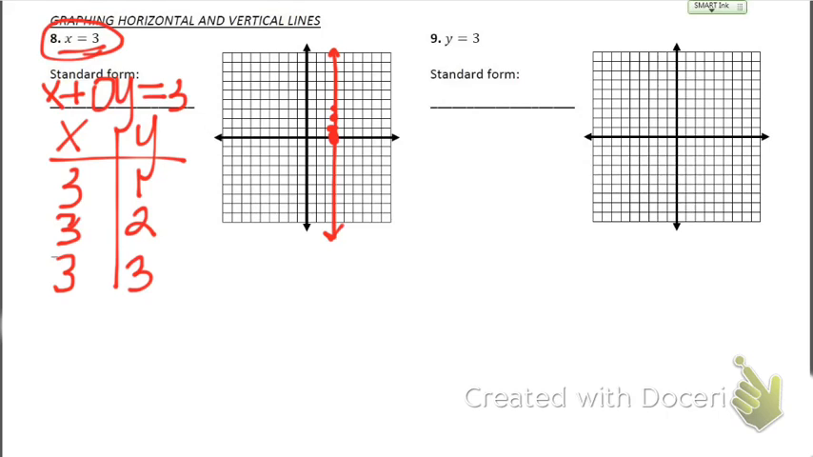No. So let's talk about when I have just a y equals. How would I rewrite this one in standard form? I have y equals 3. Jen? 0x plus what? Plus y equals? Okay. Does this equation have an x-intercept? No, x does not exist in this equation because it's 0. So it cancels or goes away. So what is my y-intercept? 3.